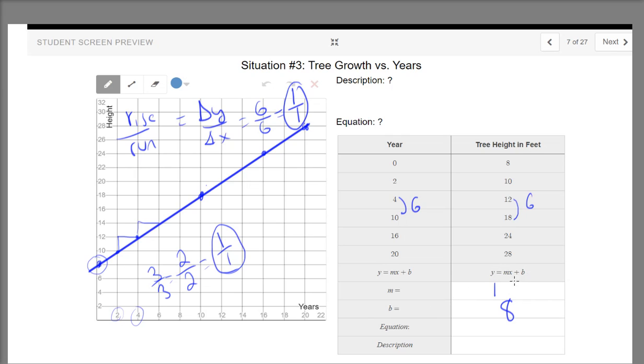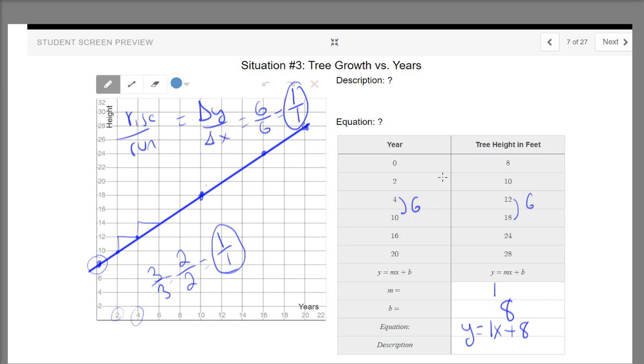And then we have to get into slope-intercept form. And the equation, there's an equal sign. The slope is 1, x, and then plus the initial value, which is 8. So when x is 0, this is your y-intercept. That's your initial value, so that's 8. Okay, so that's how you solve that one. In the description, you could say this tree is growing 1 foot per year, and at year 0 we bought an 8-foot tall tree at the store.